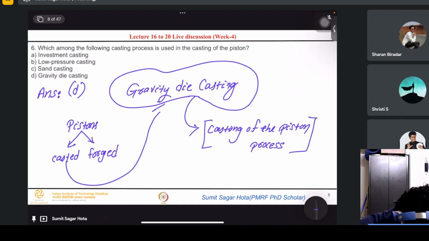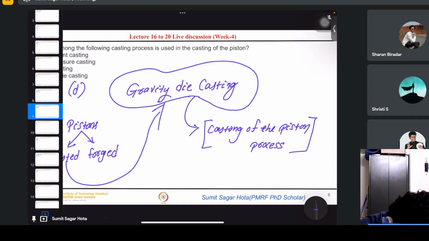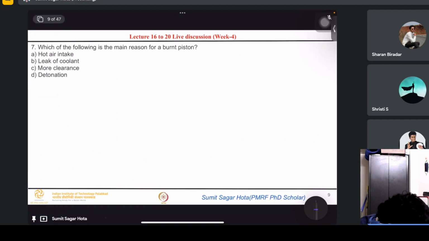So this is the idea. Next question. Which of the following is the main reason for a burnt piston? A burnt piston can only take place because of what? Not hot air intake, not leak of coolant.